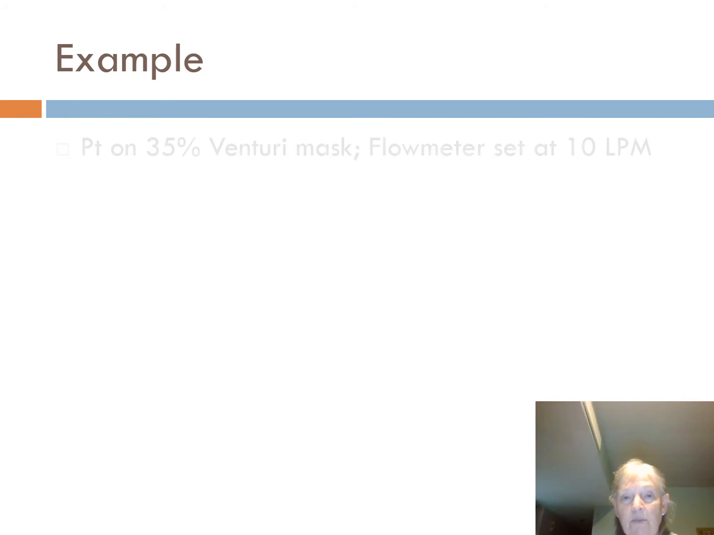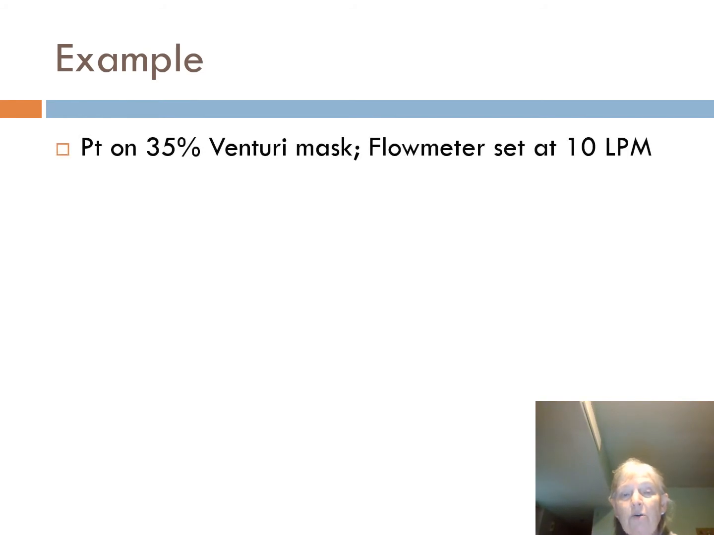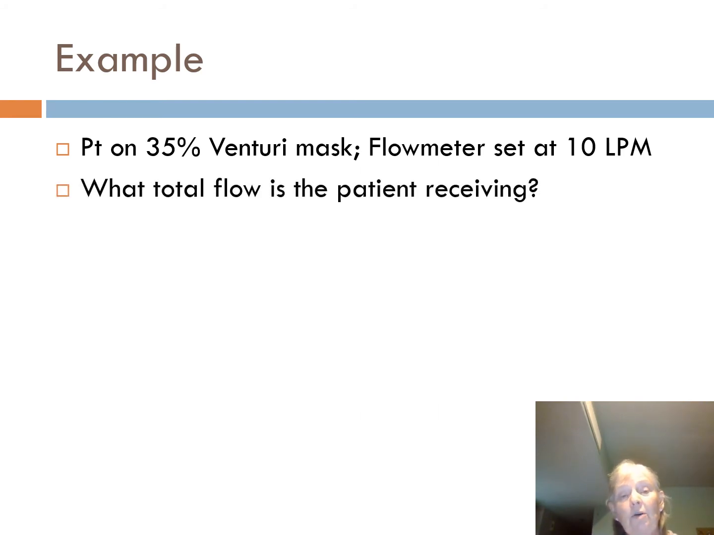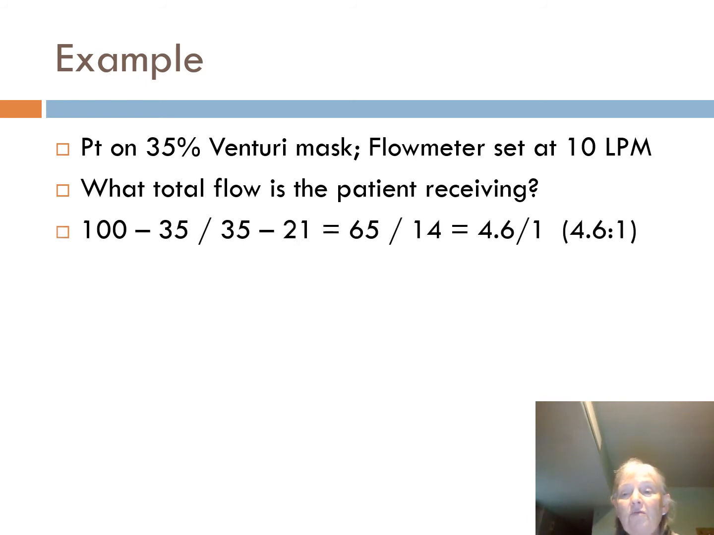So here's an example for you. We have a patient on a 35% Venturi mask, and we know the flow meter is going to be set at 10 liters per minute. At least that's what we think we're going to do. So we need to know what total flow this patient is going to be receiving. So we're going to do our formula, 100 minus 35 over 35 minus 21. We do use 21 for this. And that gives me 65 over 14.